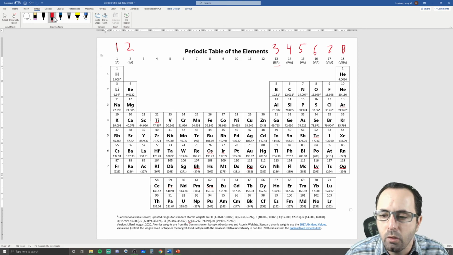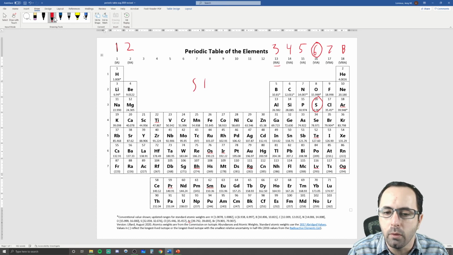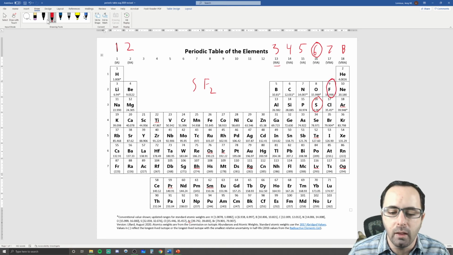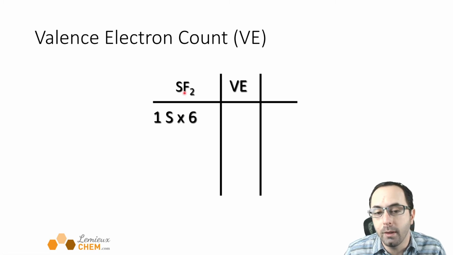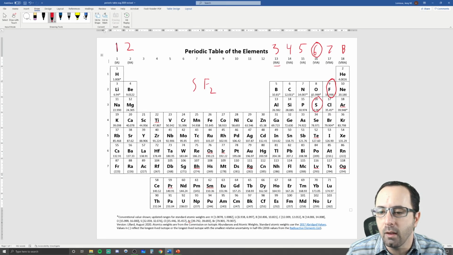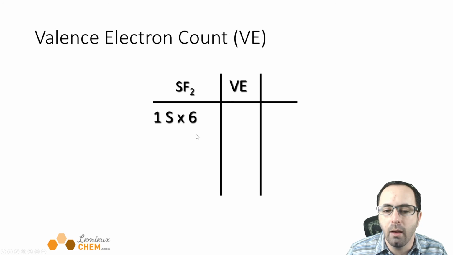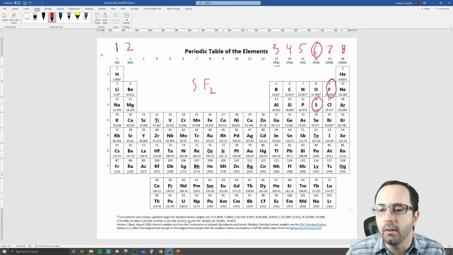Okay, so in our SF2, we have a sulfur, so that's going to have 6 valence electrons, and so our molecule is SF2, and we're going to have fluorine, so each of those fluorines will have 7 valence electrons. Okay, so we have 1 sulfur, we know because there's a 1 subscript, not written here because 1 isn't written, and it has 6 valence electrons because it's in group 6. We're going to have 2 fluorines, and each of those fluorines will have 7 valence electrons because fluorine is in group 7.